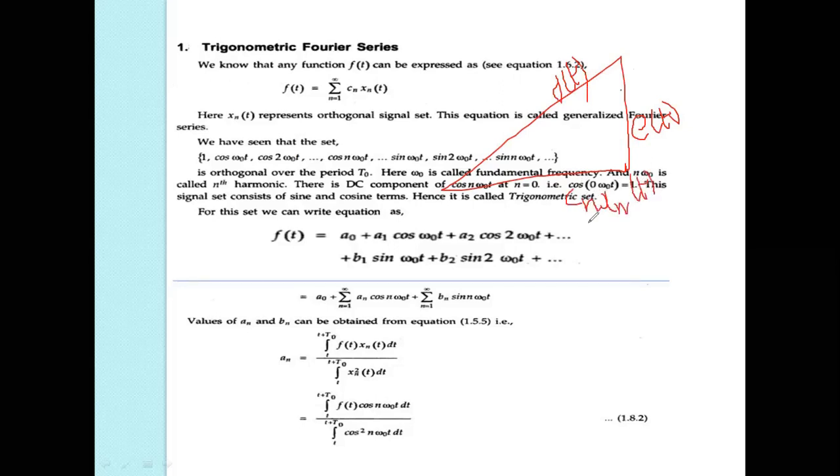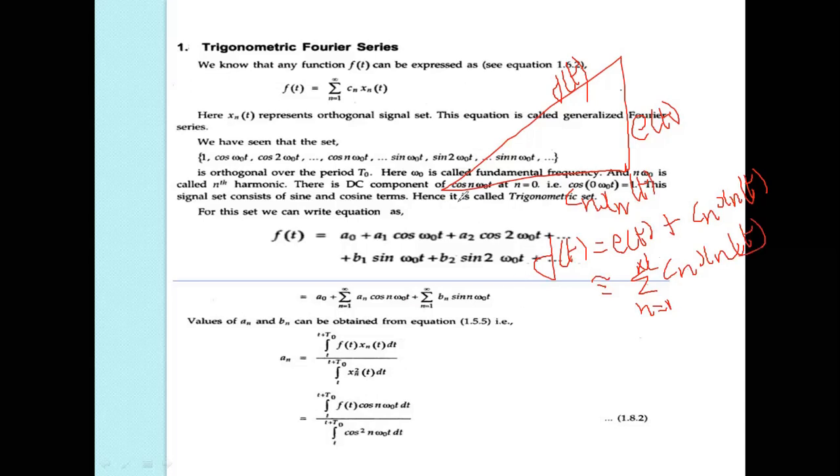According to the right angle triangle, the hypotenuse f of t is equal to the error signal e of t plus the sum of cn xn of t, where n is 1 to capital N. Otherwise, the error signal is very small and f of t is approximately equal to the sum from n equal to 1 to N of cn xn of t. This is the equation we got from the orthogonality function.